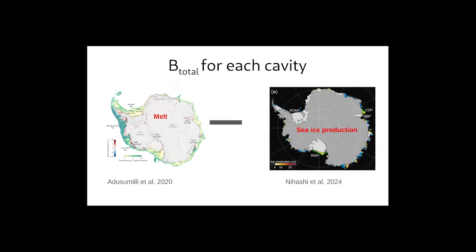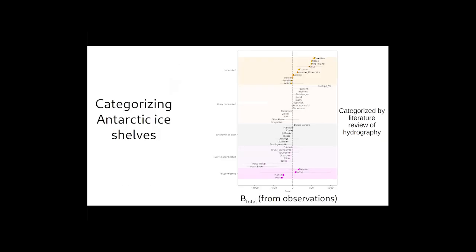So we wanted to diagnose this B total for cavities in observations. So we took melt estimates from satellites from Moholdt et al. and sea ice production estimates from Nihashi et al. And then I went through every single ice shelf and I tried to categorize from papers whether it was connected or disconnected. So this on the x-axis shows our calculated buoyancy budget from the observations. And then on the y-axis is the categorization I did by hand. And if anyone wants to look at this chart or disagree with me, that'd be great, and I can send it to you or whatever.